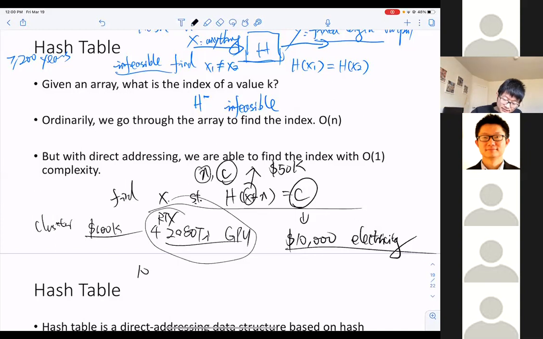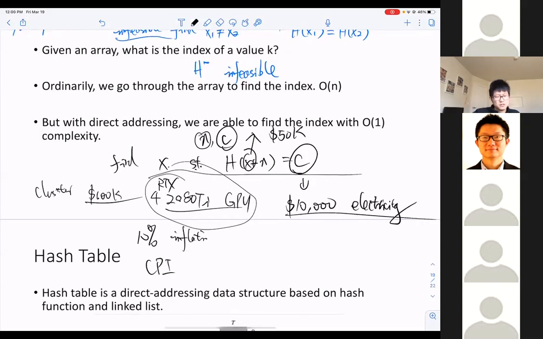Expect 10% inflation. Usually we have a figure named the CPI, the consumer price index, which is a measure of how costly it is to have a life.